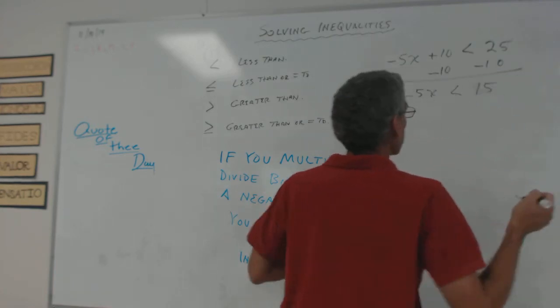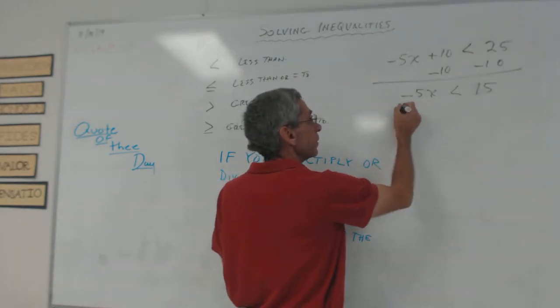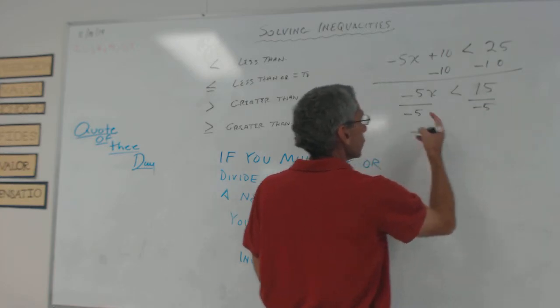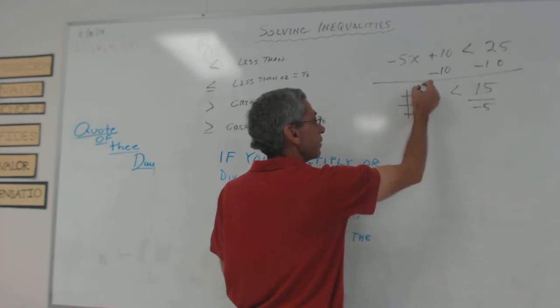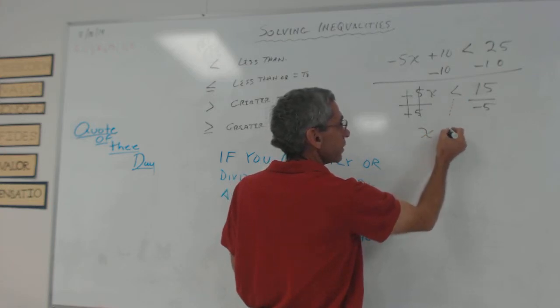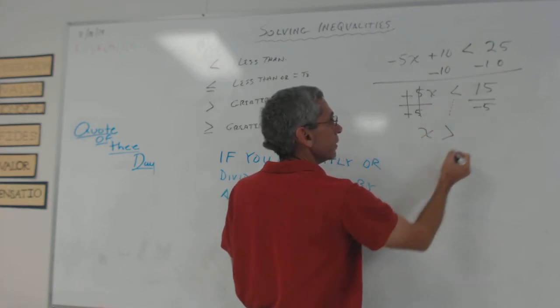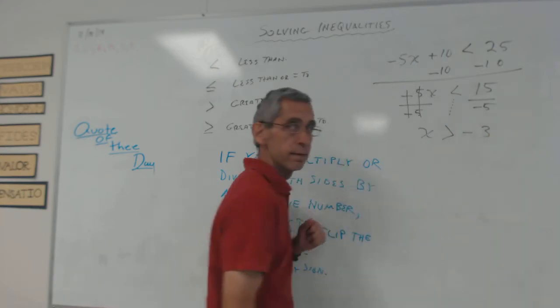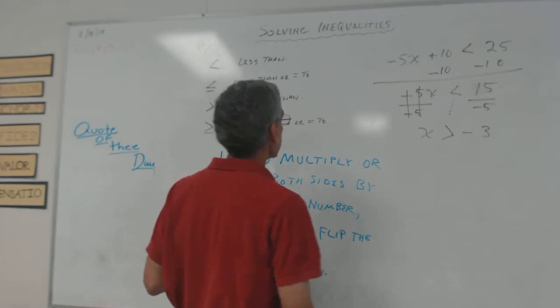Now, would you agree with me I'm going to divide by negative 5? Yeah. Okay, negative 5, divide by negative 5. So now suddenly the negatives cross out, the 5s cross out. I've got x. This now is going to have to flip the other way, is greater than negative 3, right? Mm-hmm. Now, I'm going to prove it to you.